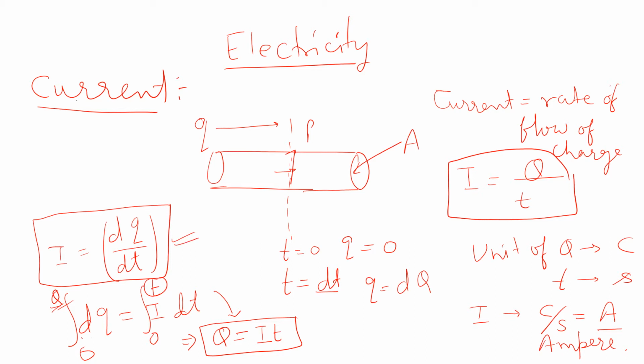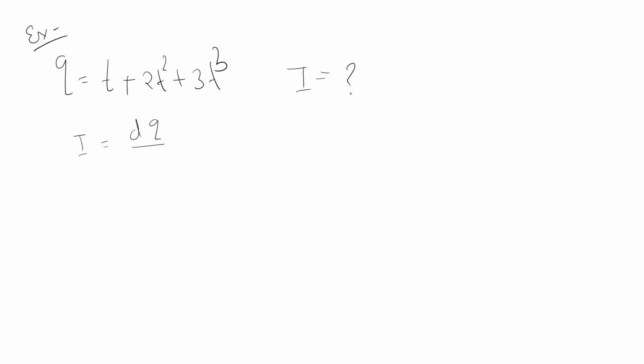So let us try to solve a question on the basis of this formula. Let q equal t plus 2t square plus 3t cube. So this is given, that is, we are given charge as a function of time, and I am asked about the current. So I equals dq over dt. This is the formula which I have told you. Then simply differentiate t plus 2t square plus 3t cube.